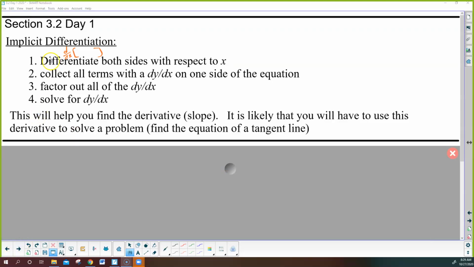Okay, so you don't really have to write this part, but what does that mean? When I find the derivative, well, that's the derivative of the function. This will help us find the slope. Think of dy/dx as the same as your slope. That's your derivative equation. And then it's likely that we'll have you use this derivative to solve other problems, like find the equation of a tangent line. You need a point, you need a slope.